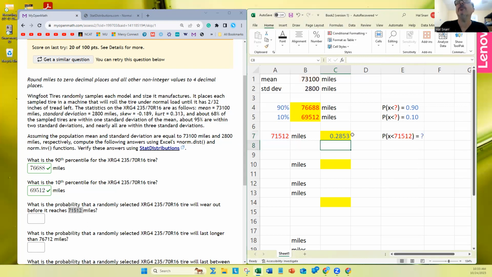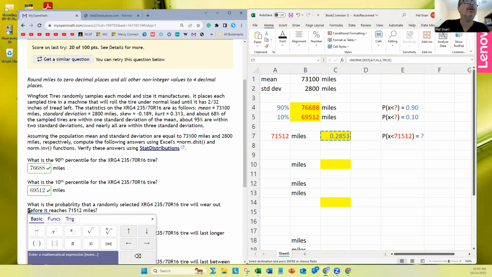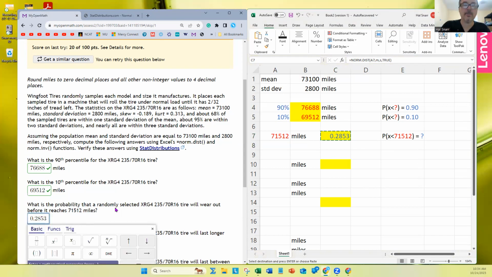And I get a probability of 0.2853. Okay, and we'll hit enter. And I'll verify it with the stat distribution calculator.